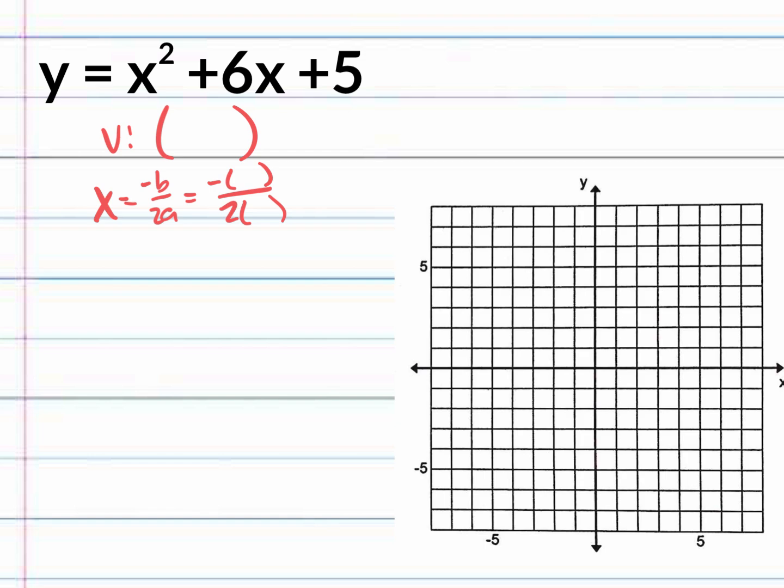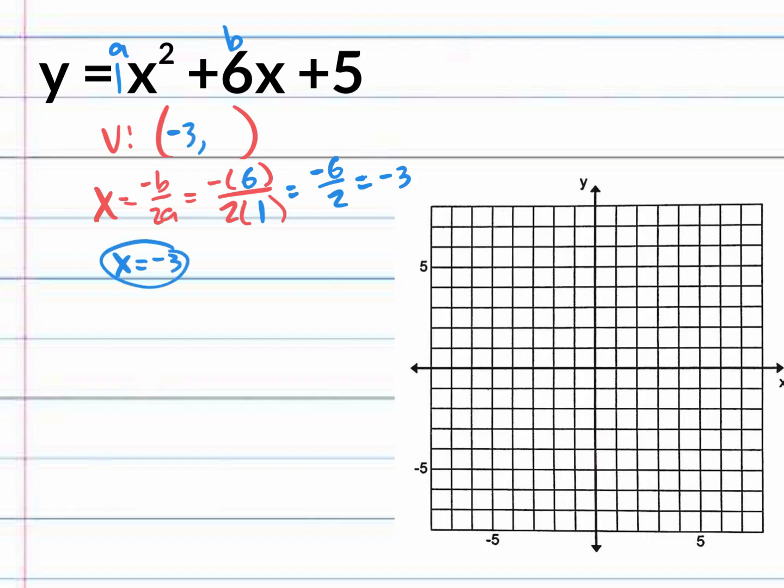That way, when you identify your a value of 1 and your b value of 6, it's really easy to see that you plug in the 6 up on top and the 1 on the bottom. So our vertex x value is negative 6 over 2 times 1, that's 2. So our vertex x value is really negative 3. So x equals negative 3, and we're talking about the vertex.